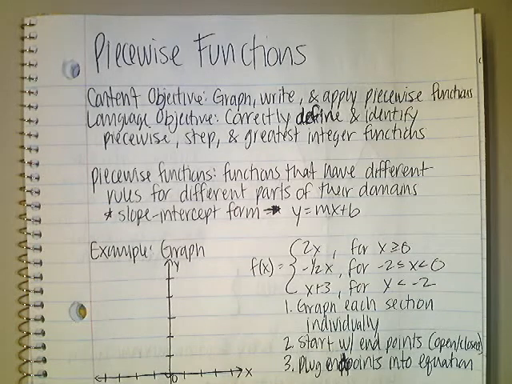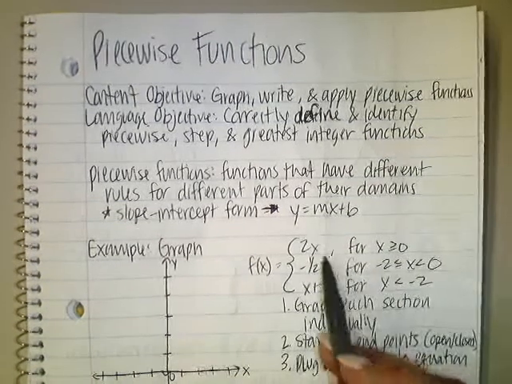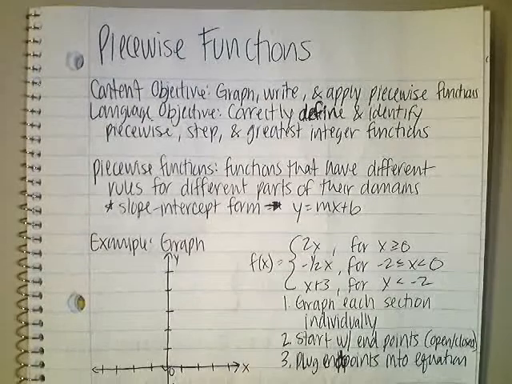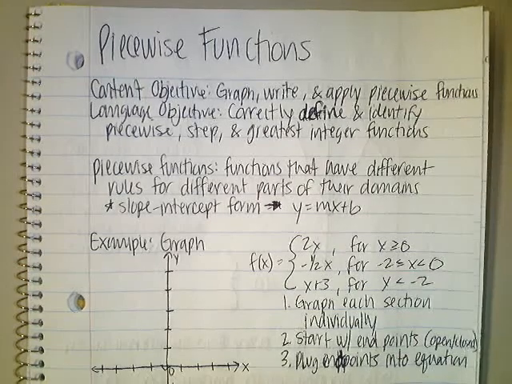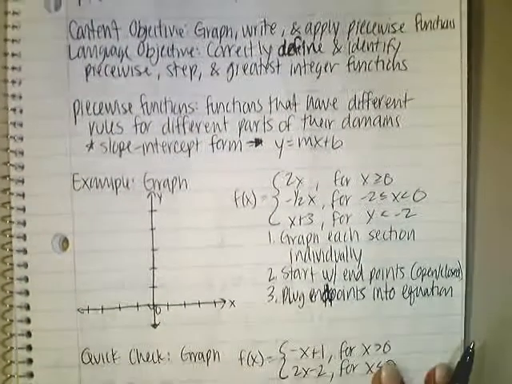So first thing, piecewise functions. Piecewise functions are functions that have different rules for different parts of their domains. So you may have seen these before, but they can jump around. They can be continuous, discontinuous. It's just going to give you a set of different rules for different parts of it. So instead of being one continuous function like a line, they can jump around and be kind of crazy.